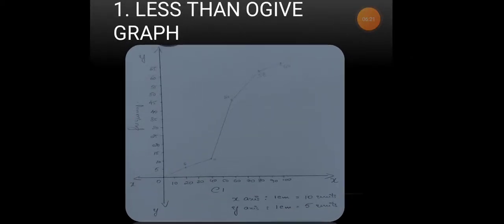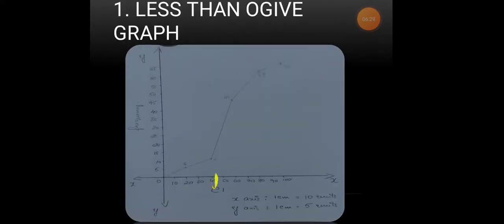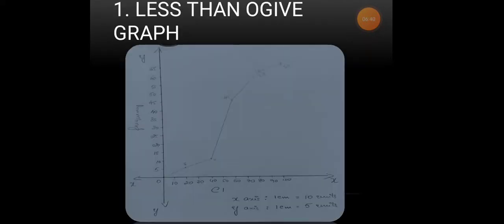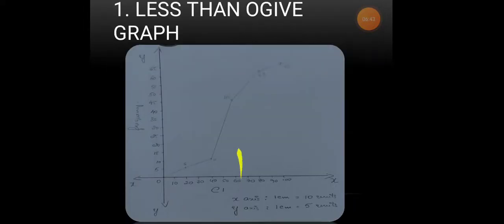Okay, so the next value: less than 40 I had taken into consideration. What is the cumulative frequency? 11. So where is 40? 40 is here and approximately 11 will come here. So put an x. Next thing, 60. Less than 60, the value is 44. Sorry, the 60 is here and the value 44 will approximately come here. So accordingly draw everything. Next one is 18, last one is 100.